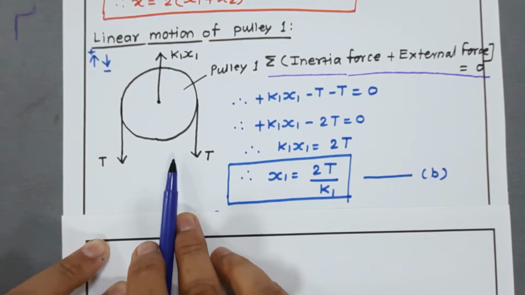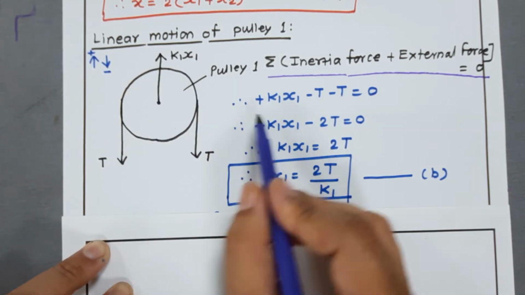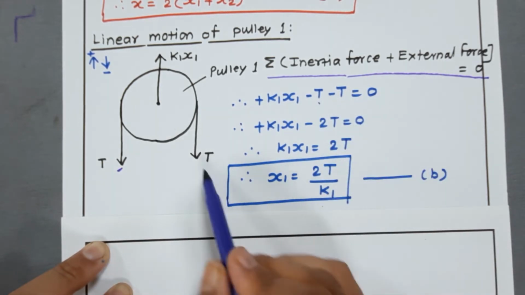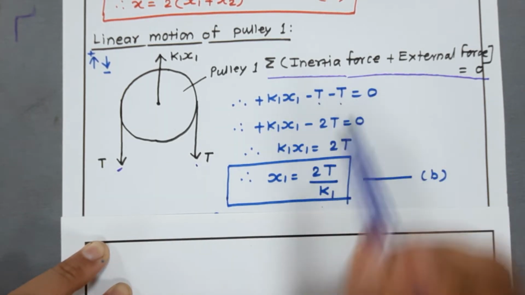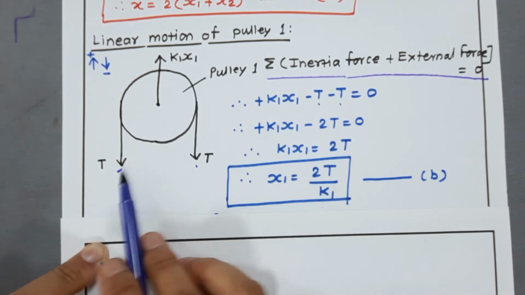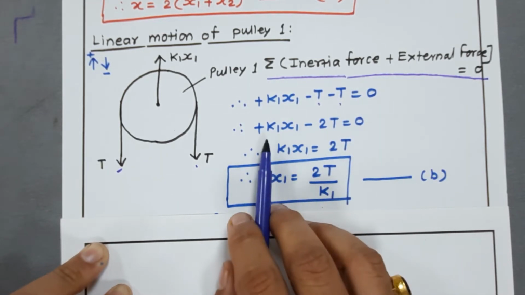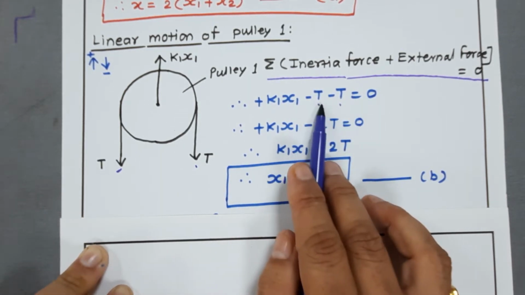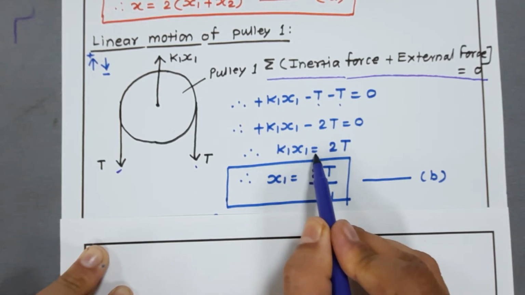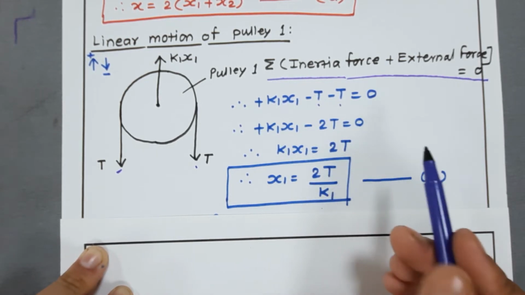So the external forces are, first, the force acting in upward direction, this is K1 X1, hence positive. Then minus T in downward direction, and minus T in downward direction. So we have plus K1 X1 minus T minus T equal to 0. Further, if you solve this, K1 X1 minus 2T, so K1 X1 is equal to 2T. So this is our equation obtained for the linear motion of pulley 1.